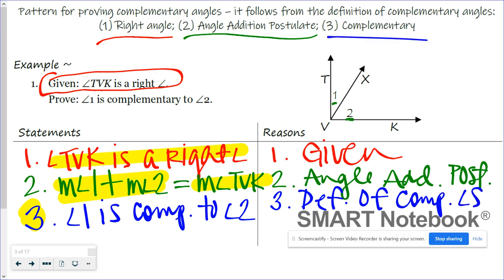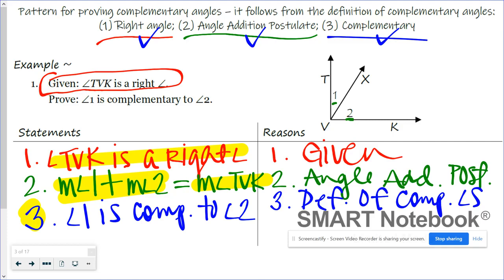So it's all there. I have the right angle because that's what I was given. In my second step, I used the angle addition postulate to show that the sum of two angles is my right angle. And then in step 3, I was able to say that they were complementary.